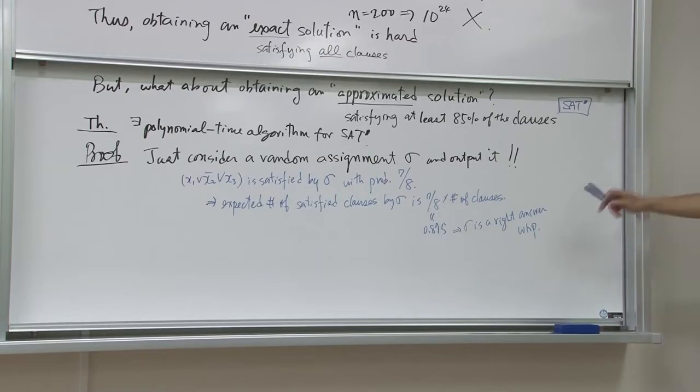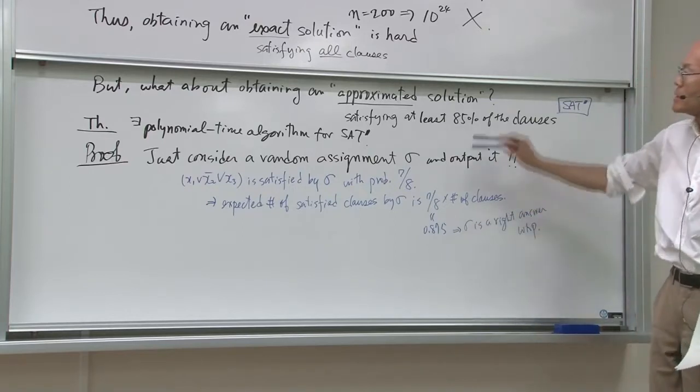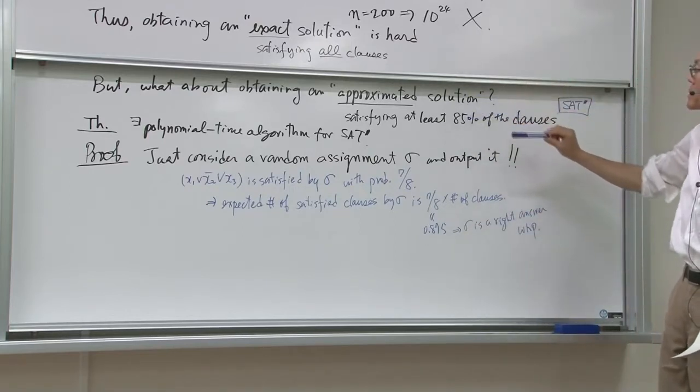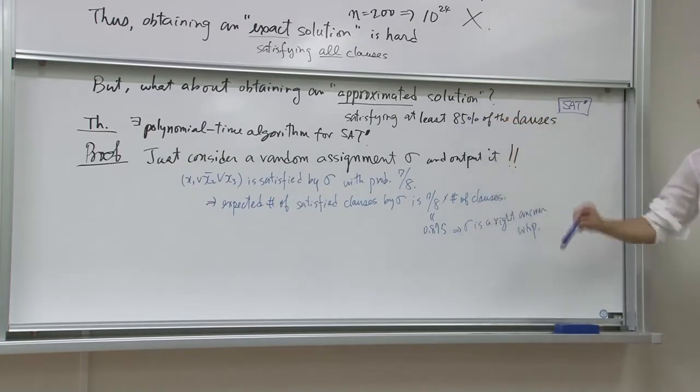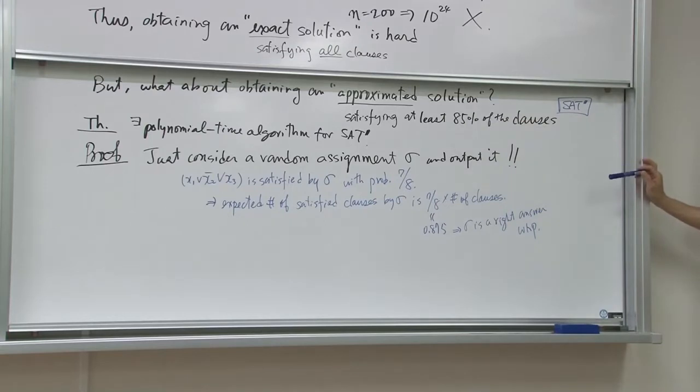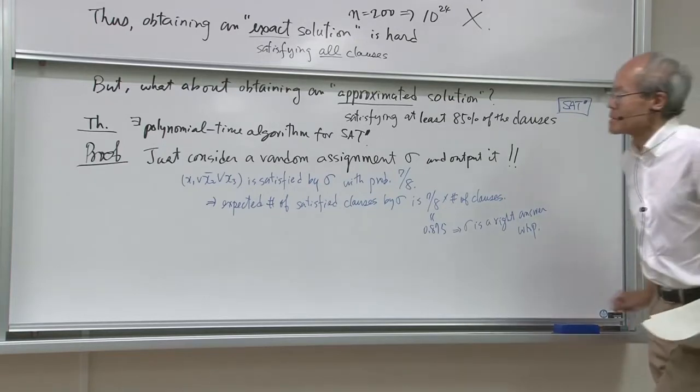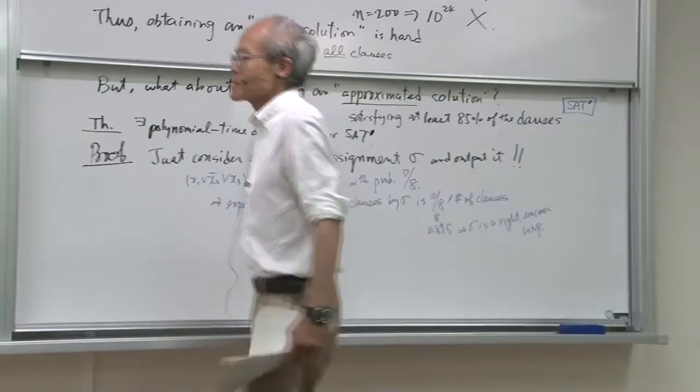Well, this expected value is greater than our required value, 85%. This number is greater than our requirement. Then by Markov inequality, our solution is correct with high probability. Great, great. So this is exactly approximation algorithms.